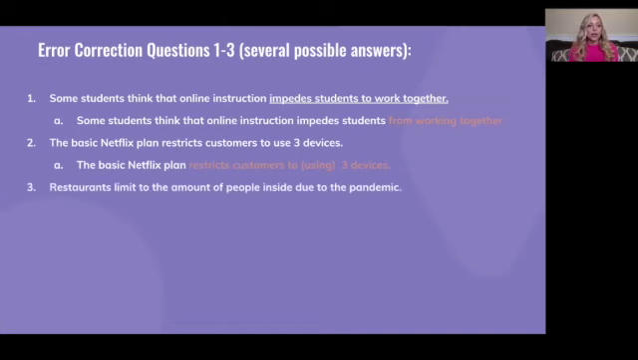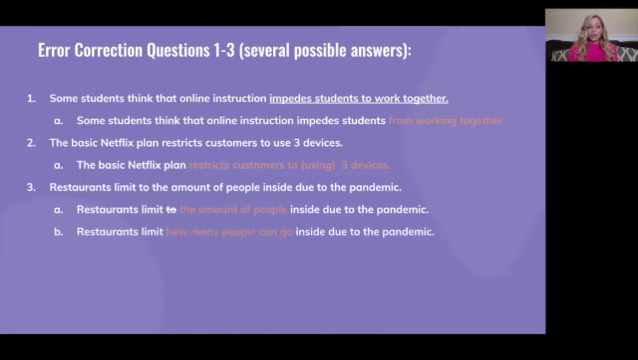And number 3, restaurants limit to the amount of people inside due to the pandemic. Limit to the amount of? Sounds kind of strange. Instead, we would just take out to, restaurants limit the amount of people inside due to the pandemic.